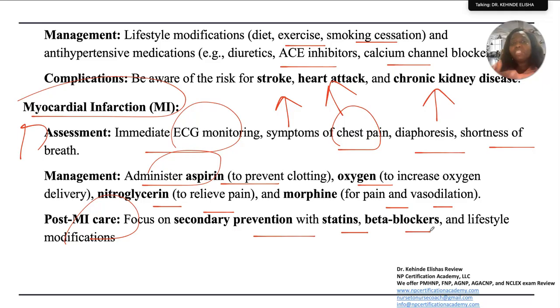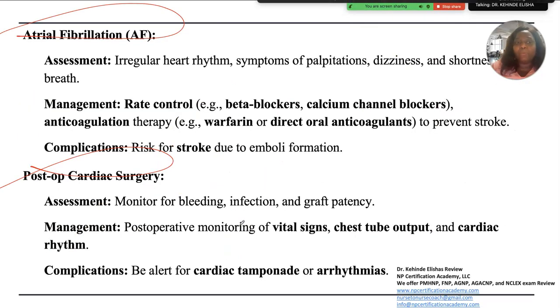Type in the chat if you understand why we call this secondary prevention. Why do you think secondary prevention is going to be beta blockers and statin? Okay, just in case you don't know, primary prevention is we need to prevent it before it even starts at all. Secondary prevention is, well, it's already here. We're going to do whatever we want to do to make sure to slow down the progression.